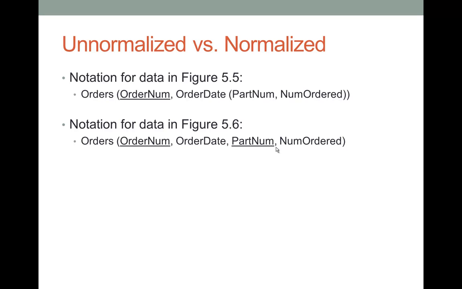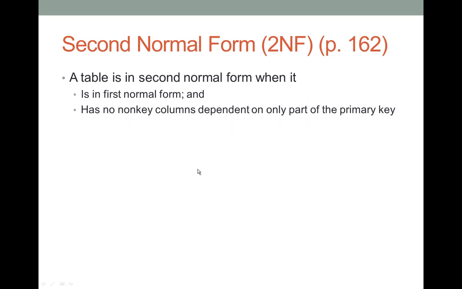This is very basic data normalization. It just comes down to a field cannot contain multiple repeating data like that, like it did in figure 5.5. But just because the table gets to first normal form doesn't mean that all of its problems are gone. If you take a look at figure 5.7, figure 5.7 on page 163 is a sample orders table, and it is in first normal form.